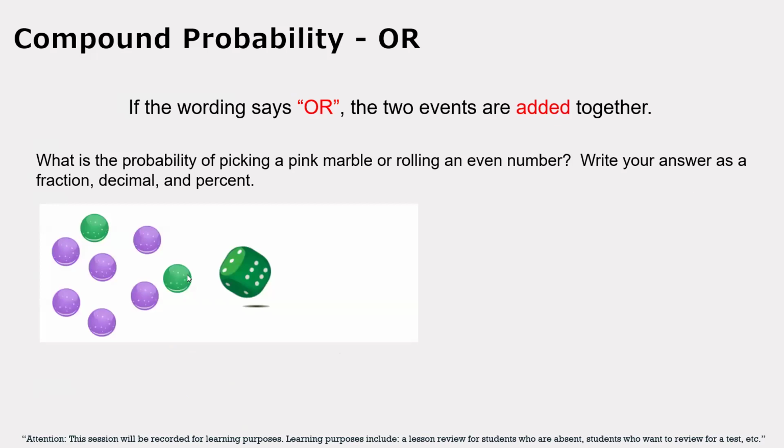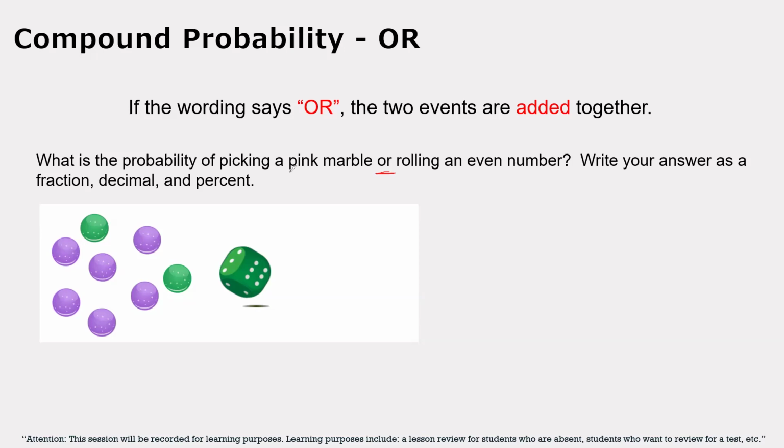All right, last example here. Let's do this one as the or version so we can kind of see the difference. So if we want to know this time the probability of getting a pink marble or rolling an even number. So this time they both don't have to happen. It can just be one or the other.